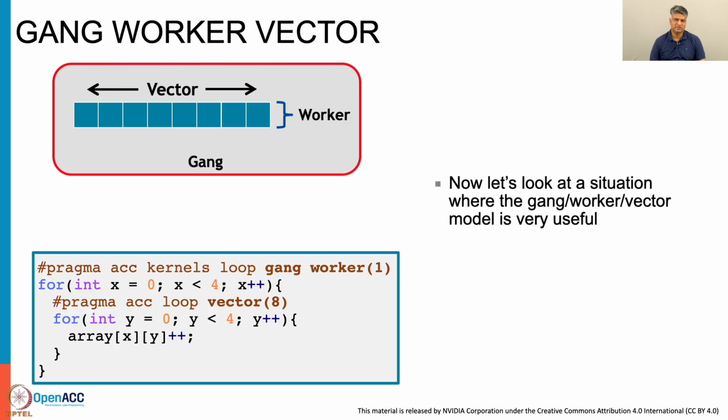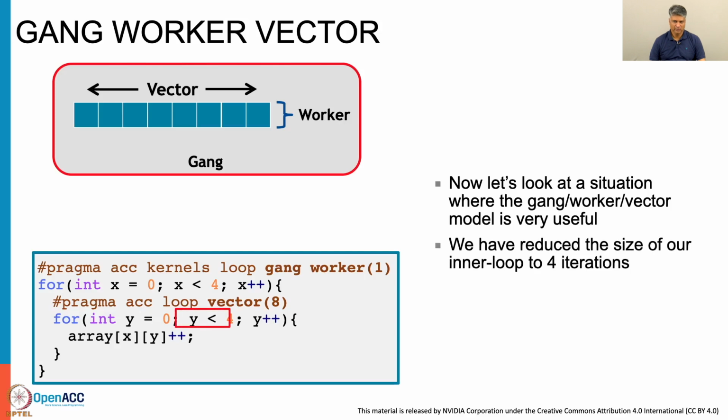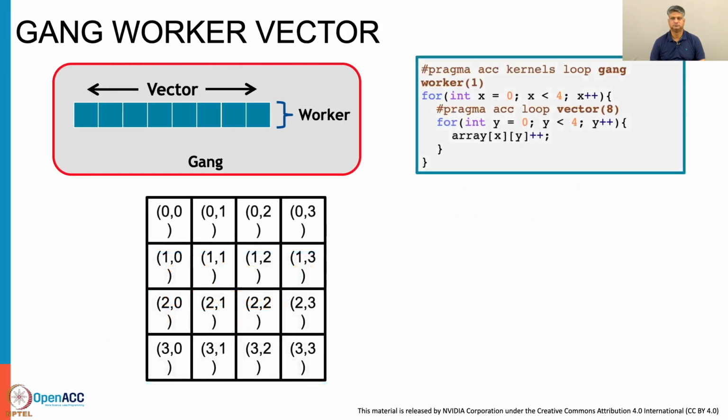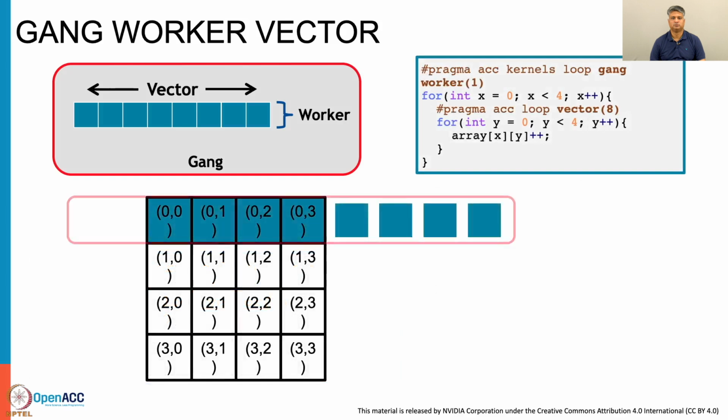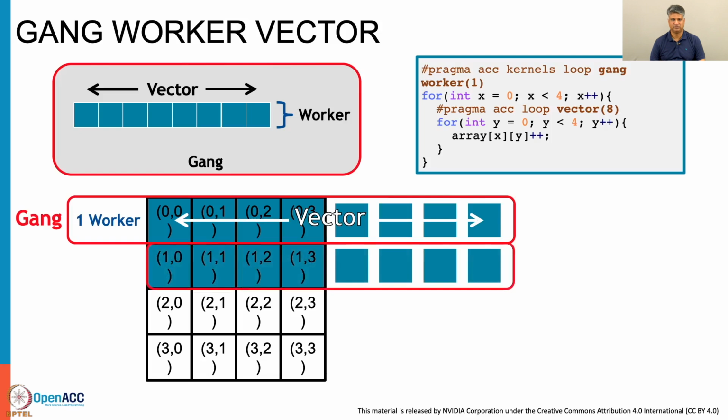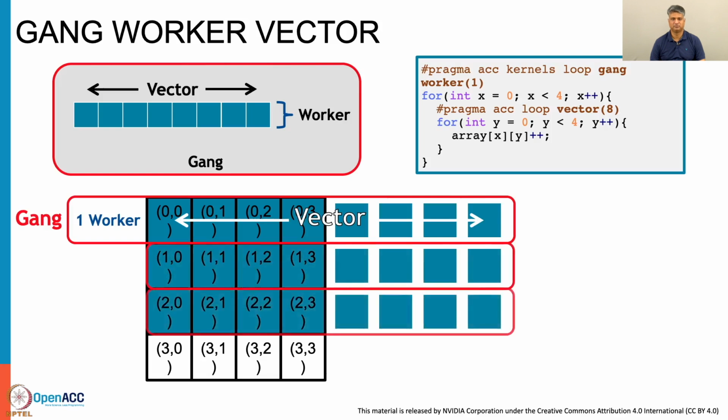Now, let's look at a situation where the gang worker vector model is very useful. We have reduced the size of our inner loop to 4 iterations. Let's try to run this loop with a vector length of 8. So, this gang will create this vector. This gang will work on this vector.